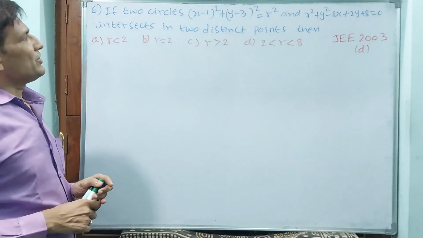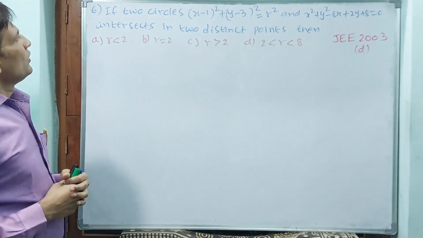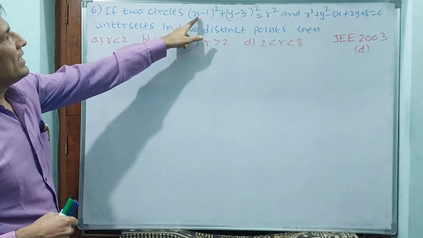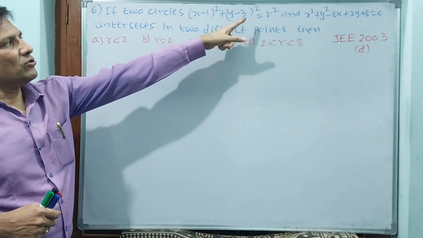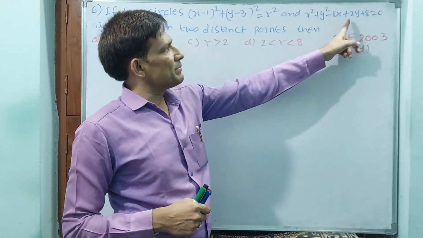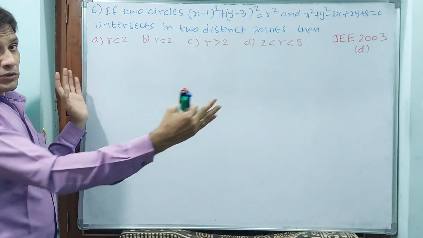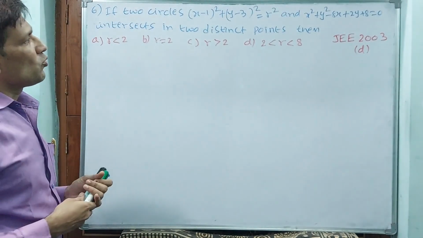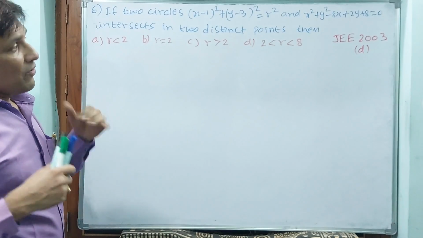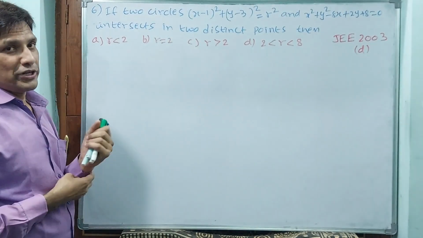Okay, see question number 6. This is a little bit conceptual question. Two circles are there. The first circle is (x - 1)² + (y - 2)² = r², and the second circle is x² + y² - 8x + 2y + 8 = 0. These two circles intersect at two distinct points. When? They are asking for that.